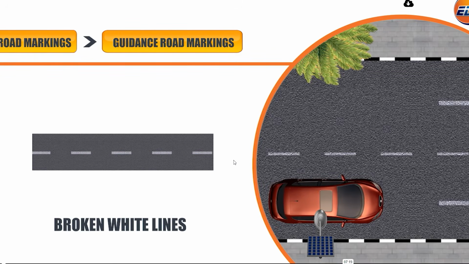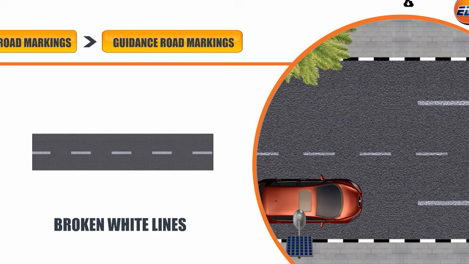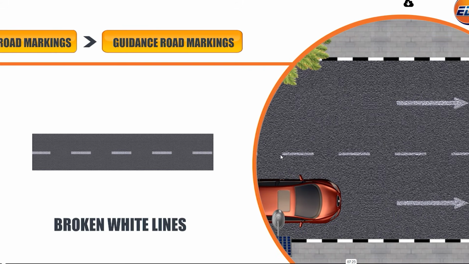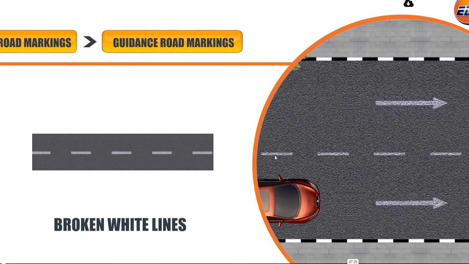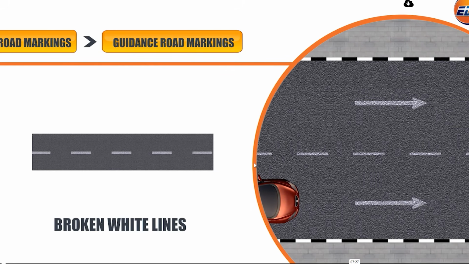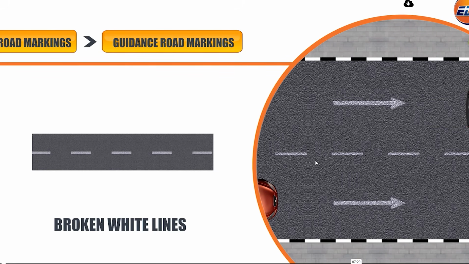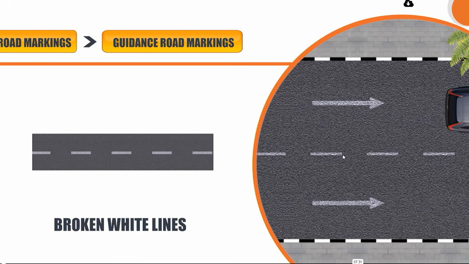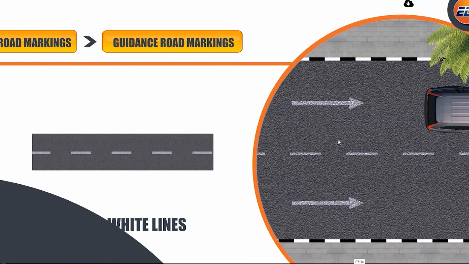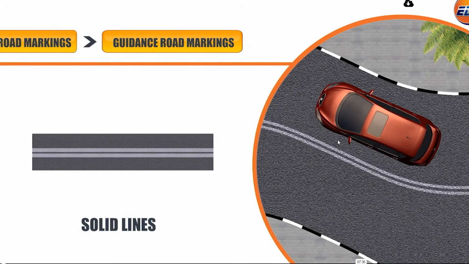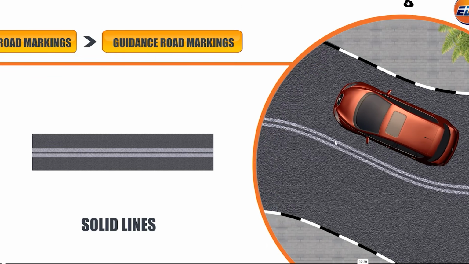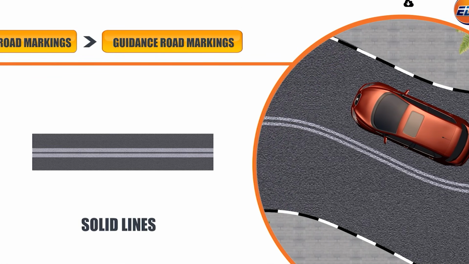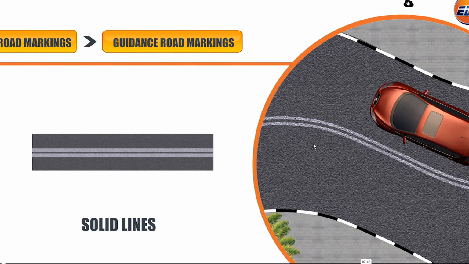Broken white lines. Broken white line is painted along the carriageway in the centre of the road. It is commonly used on the one-way or dual carriageway roads. Motorists must observe the pattern of the lines and drive carefully within one lane. Solid lines, single or double. Solid single or double lines are marked along the carriageway in the centre of the road.